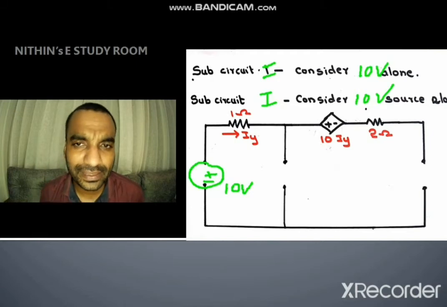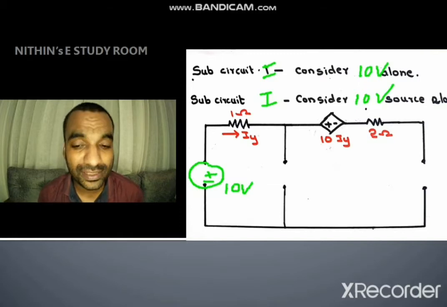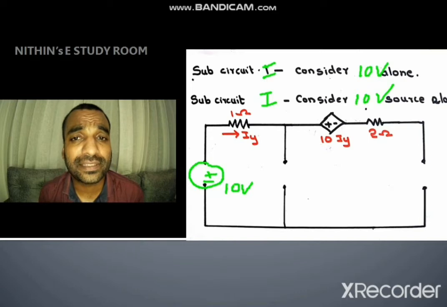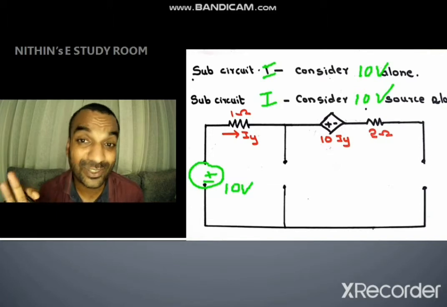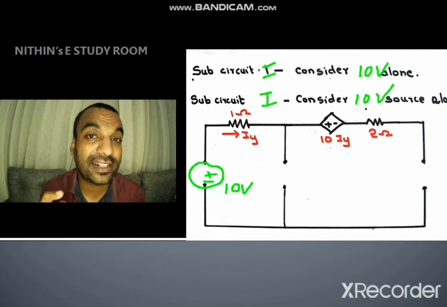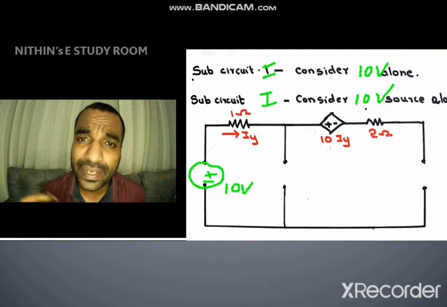So this is the basic thing. You consider only one independent source, and you have to suppress other independent sources. That is also important. How can you suppress? That was already explained in the last class. If it is a current source, you have to replace it with infinite resistance. If it is a voltage source, you have to replace it with zero resistance. From where did you get these values? Because a current source has internal resistance of infinity and a voltage source has internal resistance of 0. So suppressing means replacing the sources with their internal resistance.